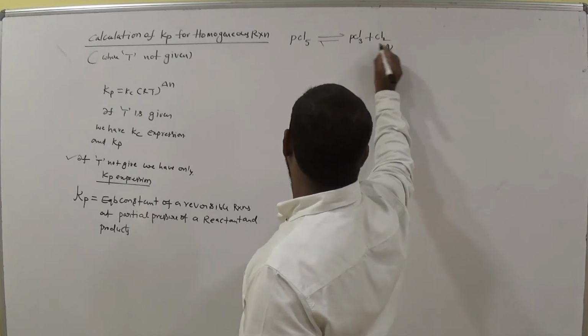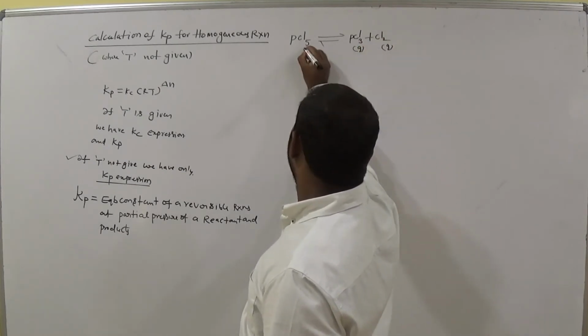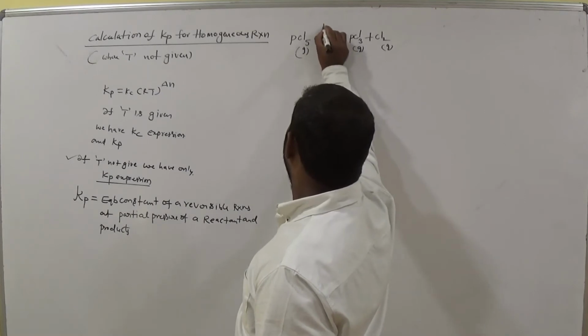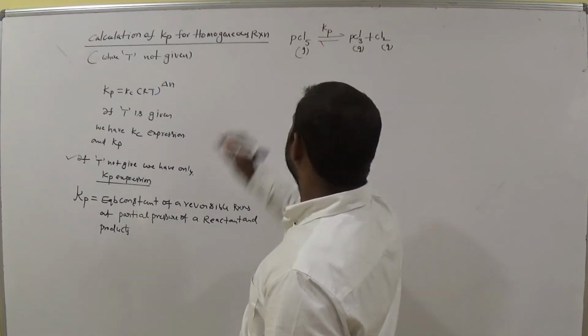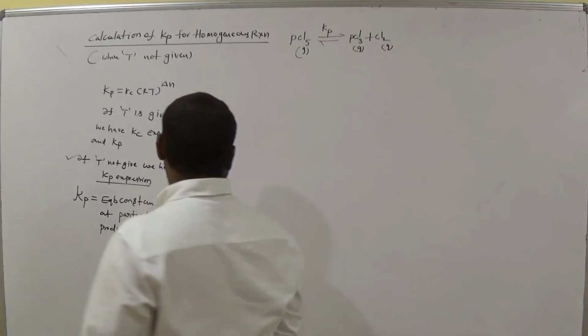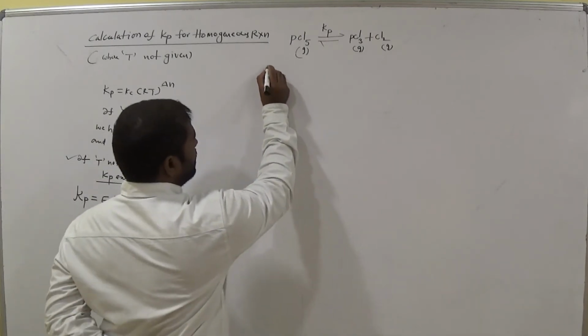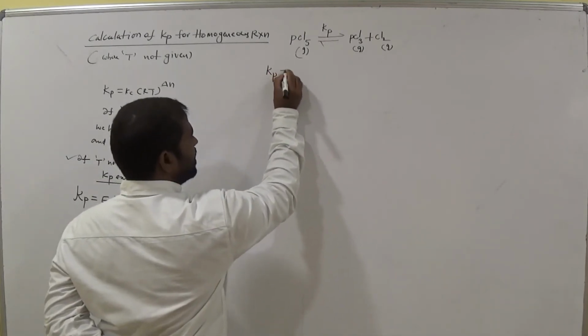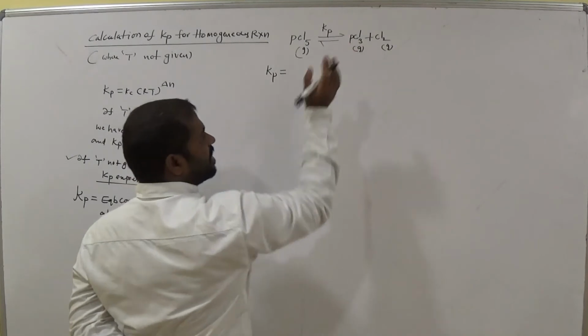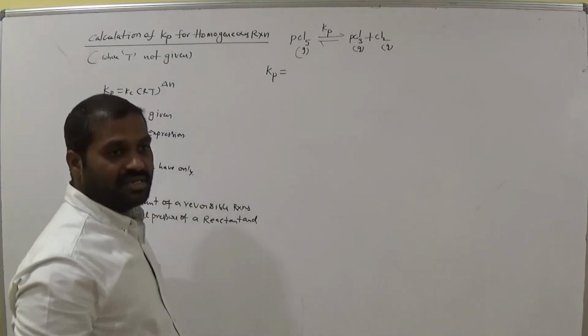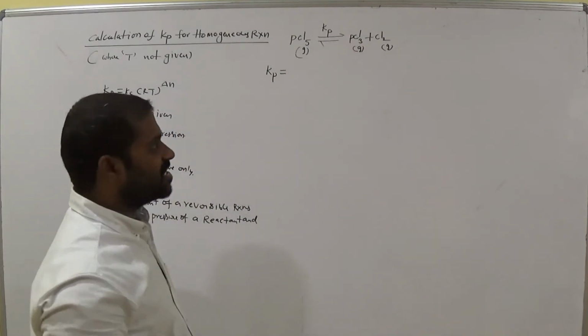Is it homogeneous or not? It is a homogeneous equation, where the equilibrium constant is taken as Kp. So what is the expression of Kp here? Kp is not in terms of molar concentration but partial pressures. We consider only partial pressures.